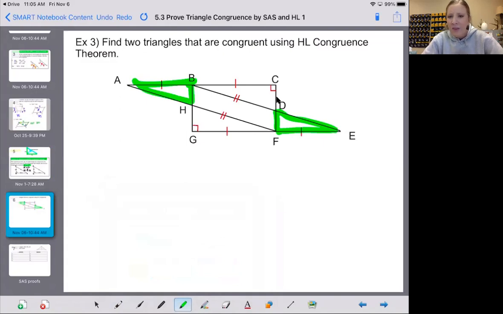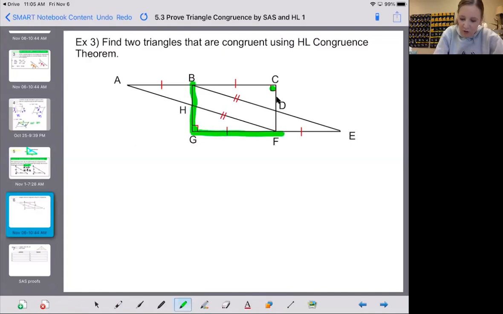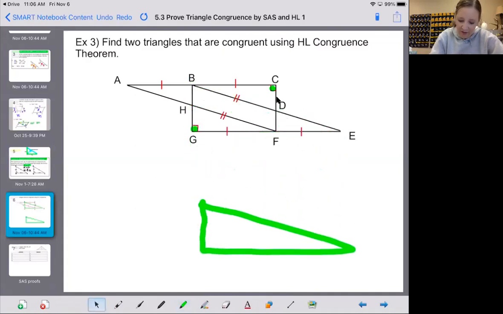I'm seeing that they don't have any right angles. And so I don't think we're going to be able to use hypotenuse leg because I don't see a right angle there. So now that I say that, let's look for a right angle. So I see a right angle there and there. And so maybe, let's see, what about this larger triangle here? And just to make it easier, I'm going to bring this down. And then I see this triangle up here.